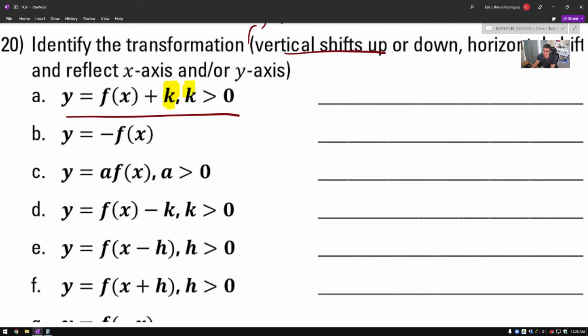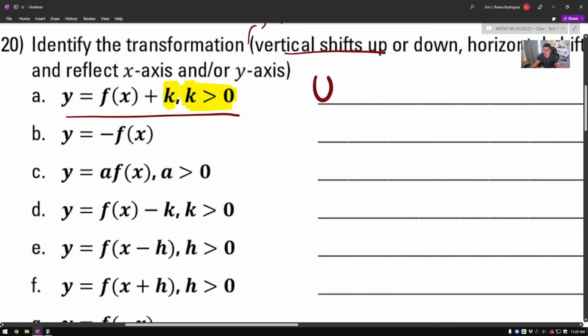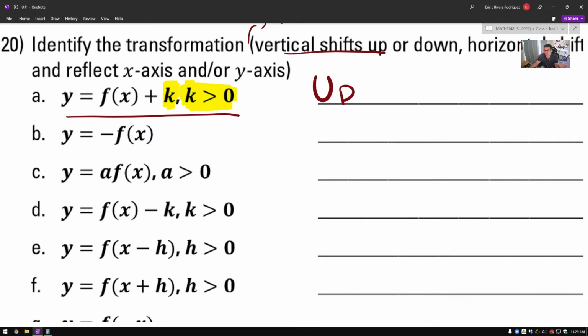In this expression, the only thing that we don't have is the actual value of k. The only thing that we know is that k is greater than 0. So I don't know the value of k, but I know that we are going up how many units? Well, k units. Whatever the value of k is, that is how many units we go up. So that is a vertical shift up. From here you can take this exact wording: you can put up k units or vertical shift up. Does that help a little bit?